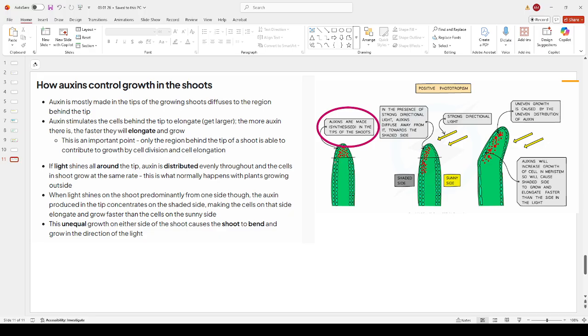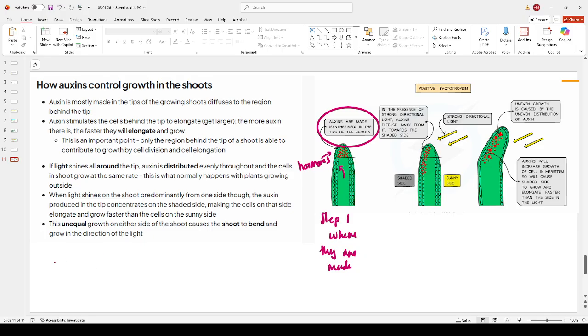Now, can you see the cells? You got these cells here, and then the red things are the hormones. Are we on the same page, people? So the green things are the cells, and the red things are the auxins. So you can see where they are. This is step one, where they're made, or synthesized. Now, auxins stimulate the cells behind the tip to get larger.